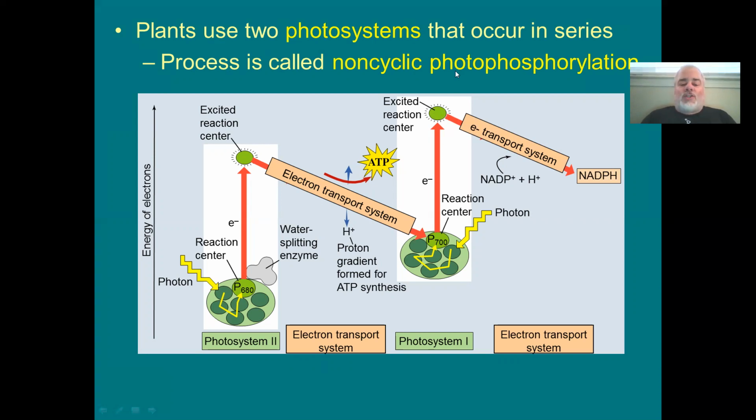Plants use two photosystems, photosystems 2 and 1, that occur in series, one right after the other. And they make the ATP and NADPH in a process called non-cyclic photophosphorylation. I'm not going to worry about photophosphorylation. Don't worry about that word, and which one is photosystem 1 and which one is photosystem 2. I'm not going to ask you that on a test. Just the fact that you've been exposed to it is good. If you go on to other things, it'll be much easier to remember if you're going on further into plant biology.